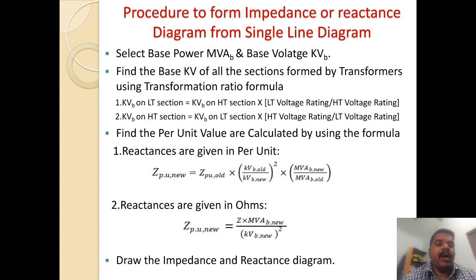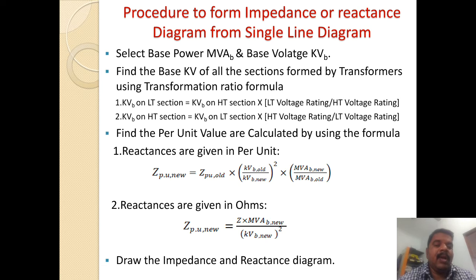Third one, find the per unit value for all the components given in the single line diagram by using two formulas, depending on whether the reactances are given in per unit or in ohms. If reactances are given in per unit, the formula is Z per unit new is equivalent to Z per unit old into KVB old divided by KVB new, the square, into MVAB new divided by MVAB old. If reactances are given in ohms, Z per unit new is equivalent to Z ohm into MVAB new divided by KVB new, the square. By using this formula, you find the per unit value for all the sections.